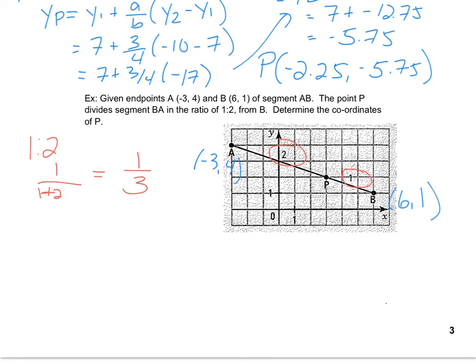Now, the next thing you need to identify is what is x1 and what is y1. Well, since we're told the ratio in terms of B to A, that's the way we're going to be working, from B to A. So that means my B is x1, y1, and my A is x2, y2. So now I'd like you to finish the problem using the formulas that you've learned in this video, and please bring your work to our next class.